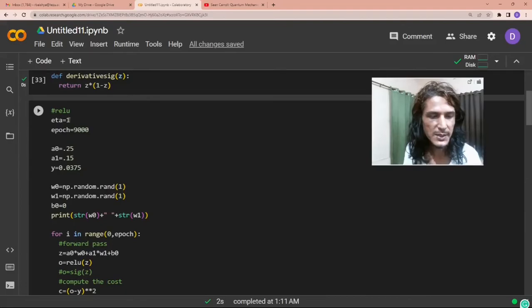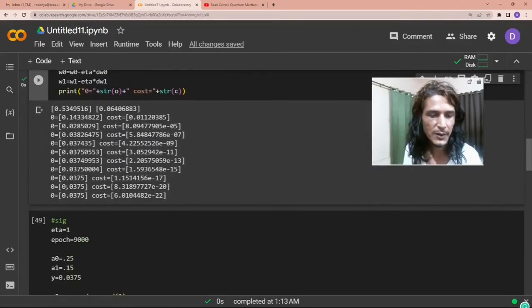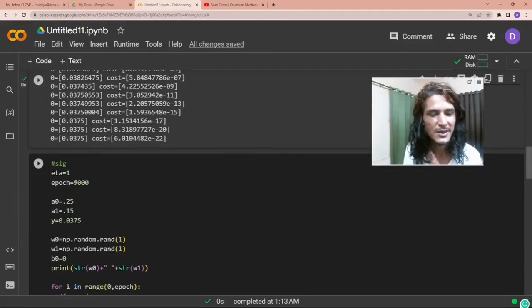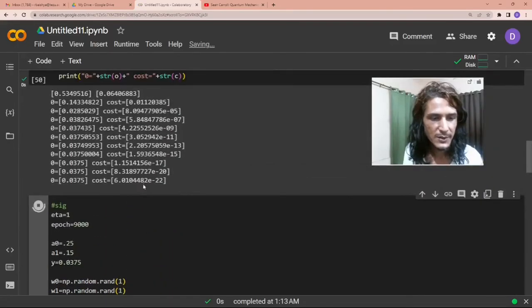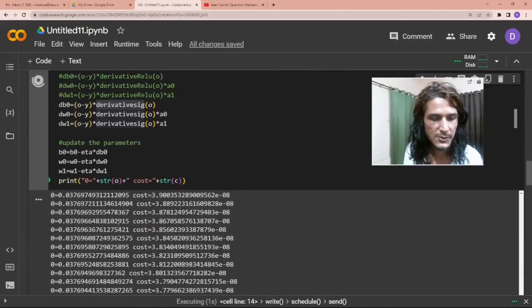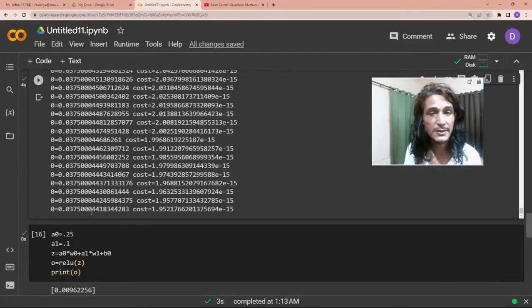Why did I write it twice? Because I want to see, with eta equal to 1, the benefits of ReLU versus sigmoid. With eta equal to 1 and epoch 10, ReLU immediately learns 0.0375, very fast, right? But the same is not possible for sigmoid. Even if I give it 9,000 epochs, at the end it is still not as good as whatever ReLU achieved, right?